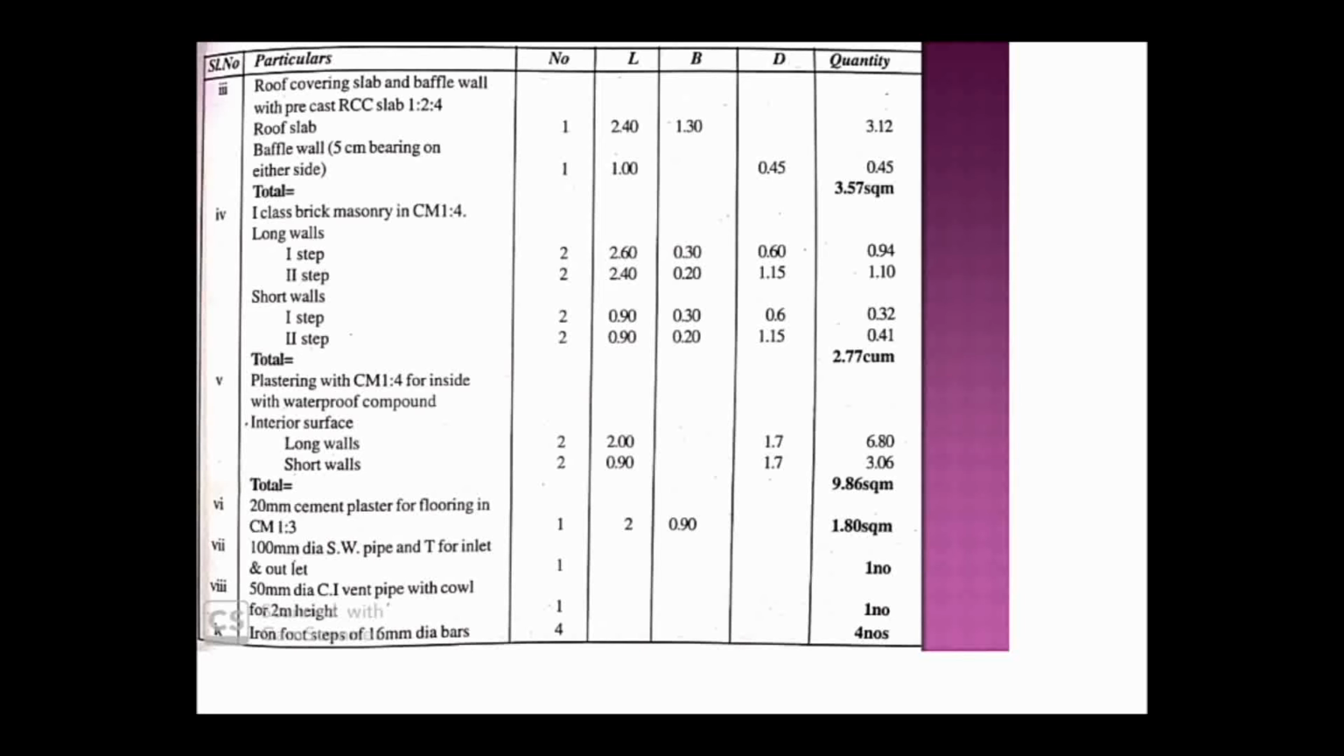After that, the next calculation is first class brick masonry 1 is to 4, right? So here we always have to find out the first class brick masonry. When you are going to find out the brick masonry quantity, we can go with the long wall short wall method, right? So here the long wall short wall method has been used, that is we are going to take the long wall separately and the short wall separately.